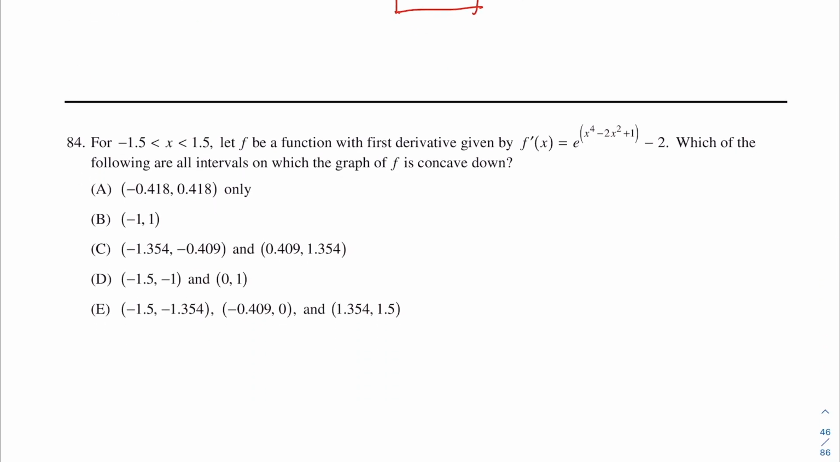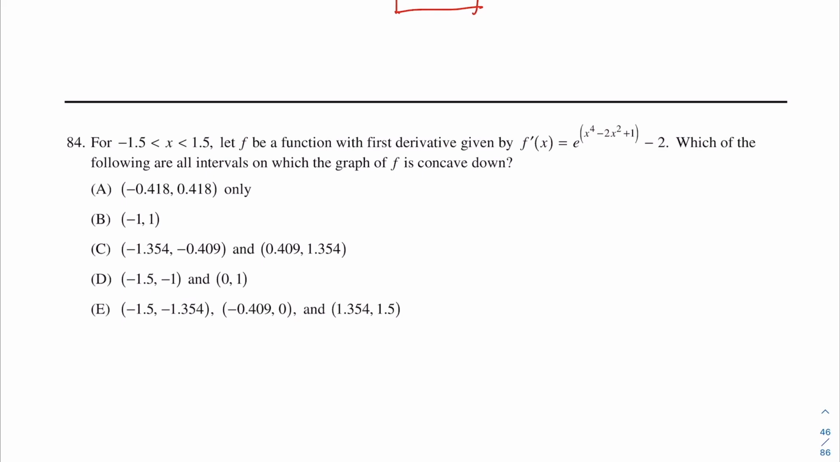84. For x greater than negative 1.5 and less than 1.5, let f be a function with first derivative given by f prime of x is equal to e to the (x to the fourth minus 2x squared plus 1) minus 2, which of the following are all intervals on which the graph of f is concave down.